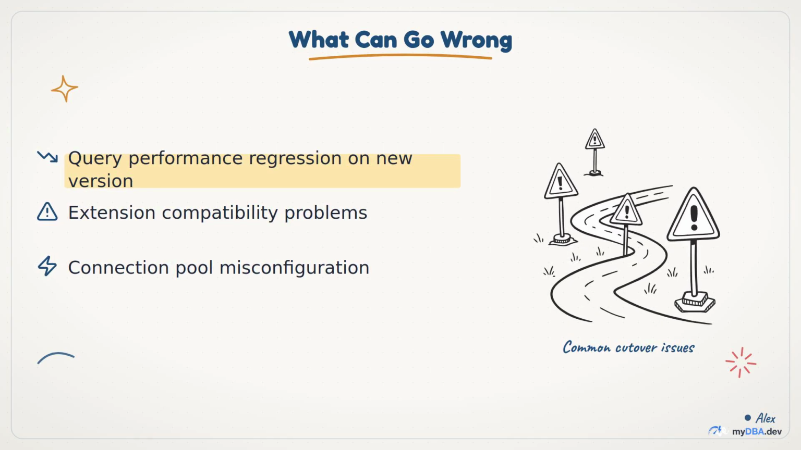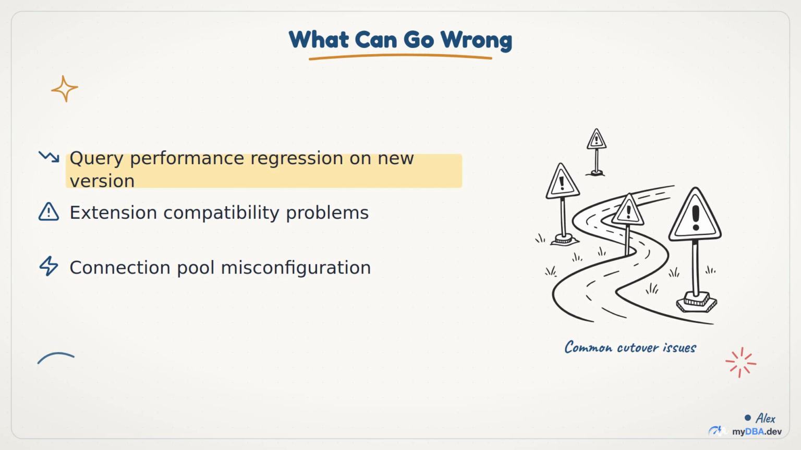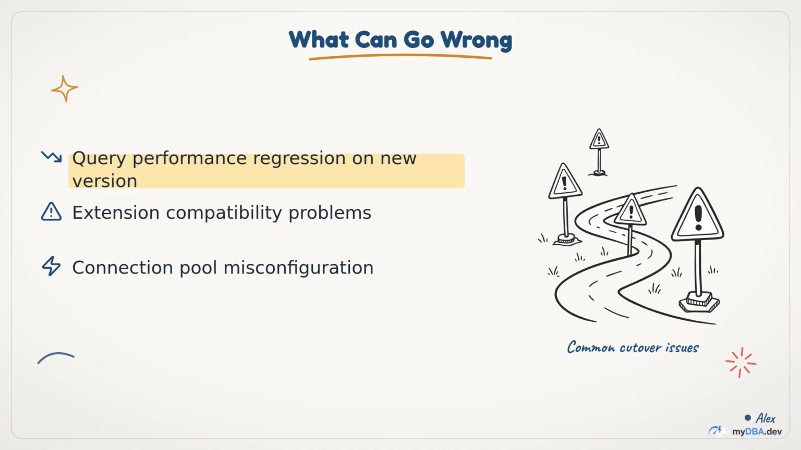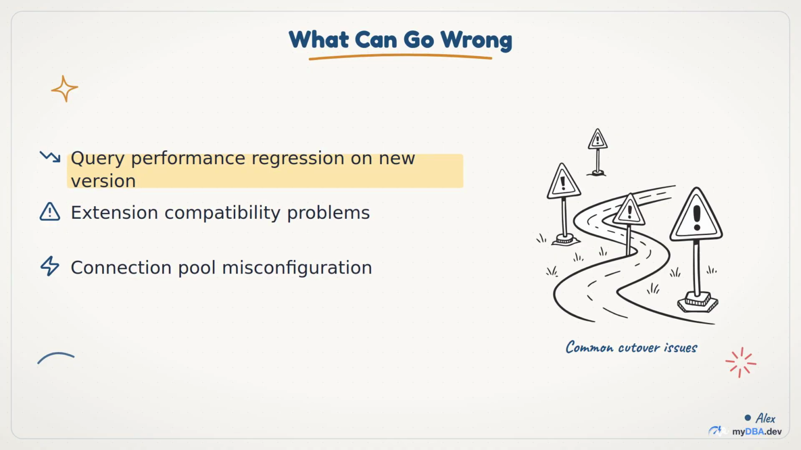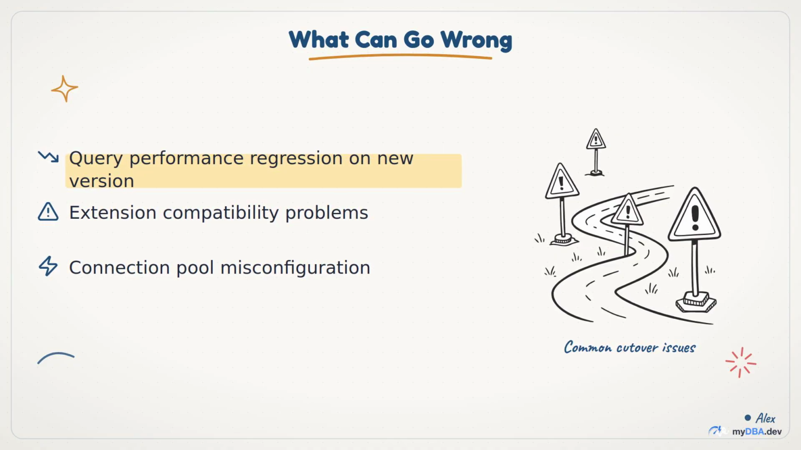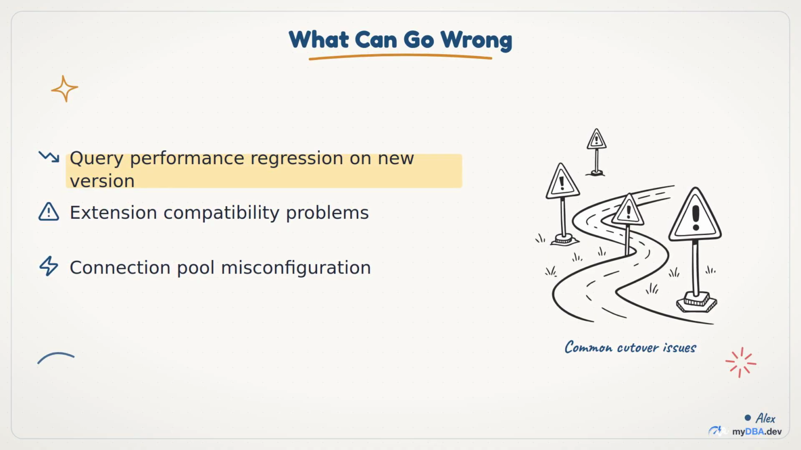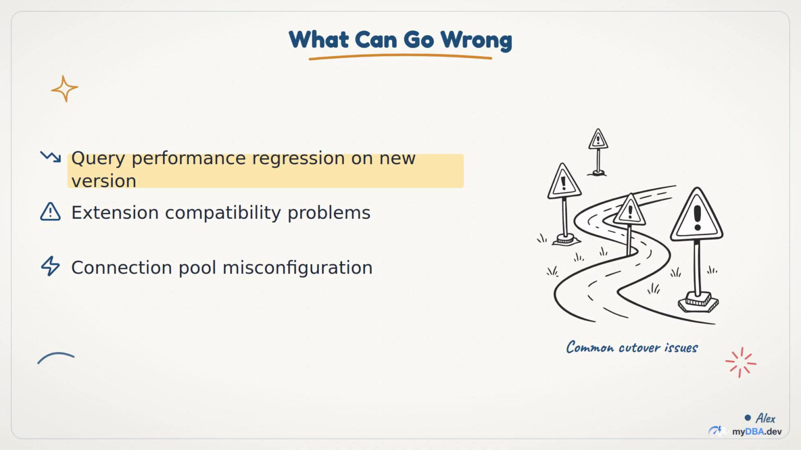Extension incompatibility is another one. An old version of PostGIS or pgvector might not work on the new Postgres version. And connection pooling? Connection pool settings that worked fine on the old cluster might not on the new one, especially if you changed hardware or tuned max connections differently. Watch for connection exhaustion or statement timeout errors immediately after cutover. If you see any of these, roll back, fix the issue, and try again.